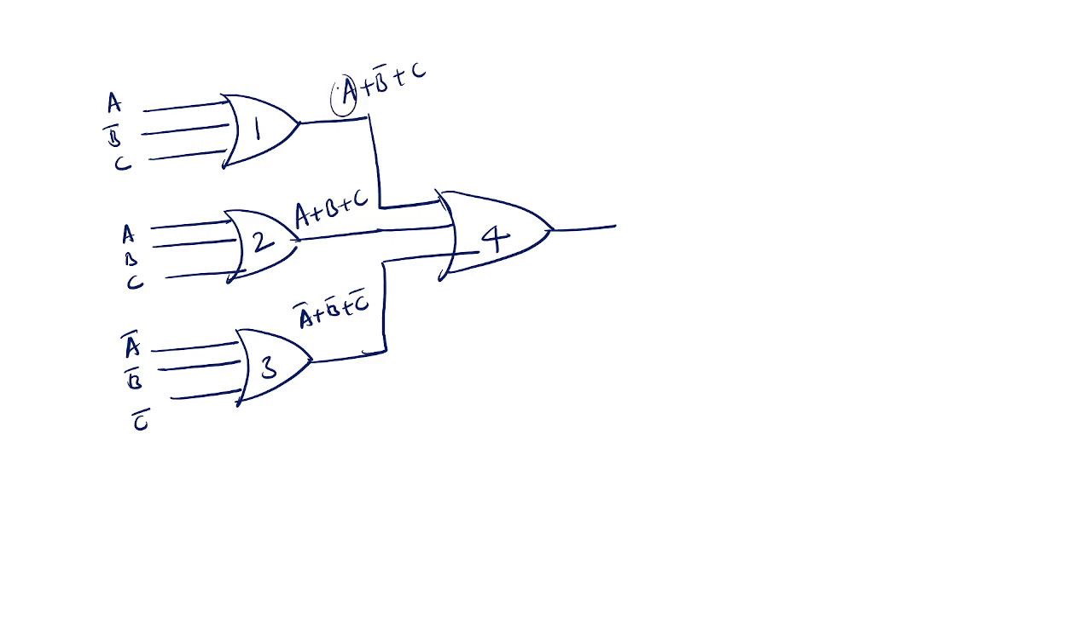Now you see, A is repeated here, B bar is repeated here, and C is repeated in this gate. So this is a redundant gate. Okay. And next, if you see B, B is nowhere repeated. This should be present in my gate. And C bar is nowhere repeated. This should be present in my gate. So this is also a redundant gate. Okay. So what is the redundant gate? Gate one is my redundant gate.